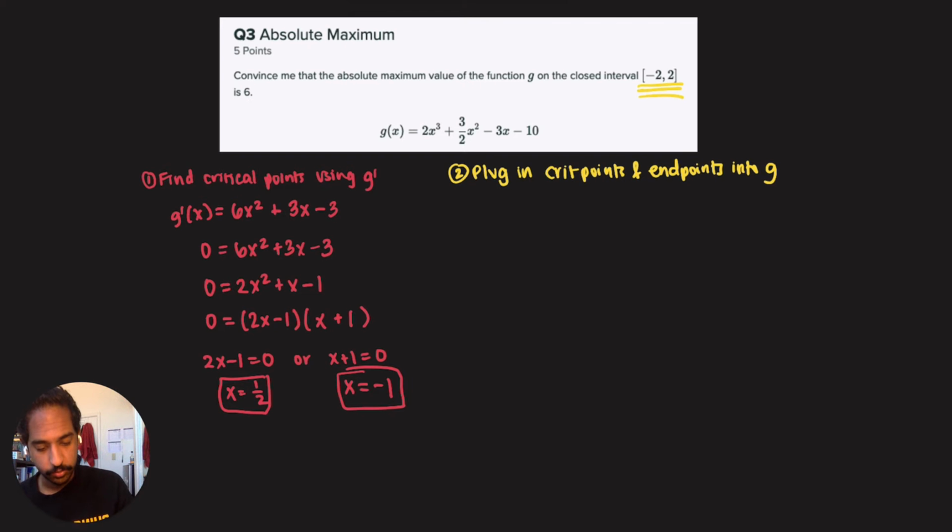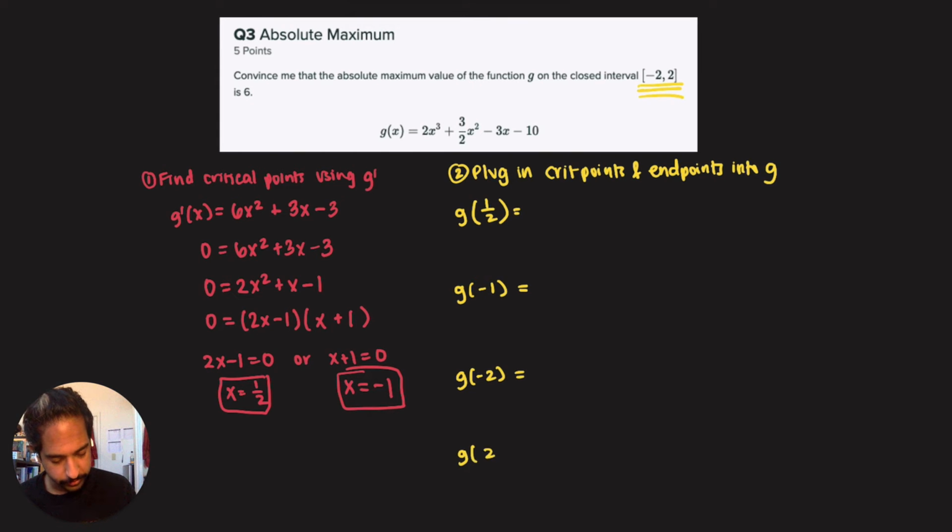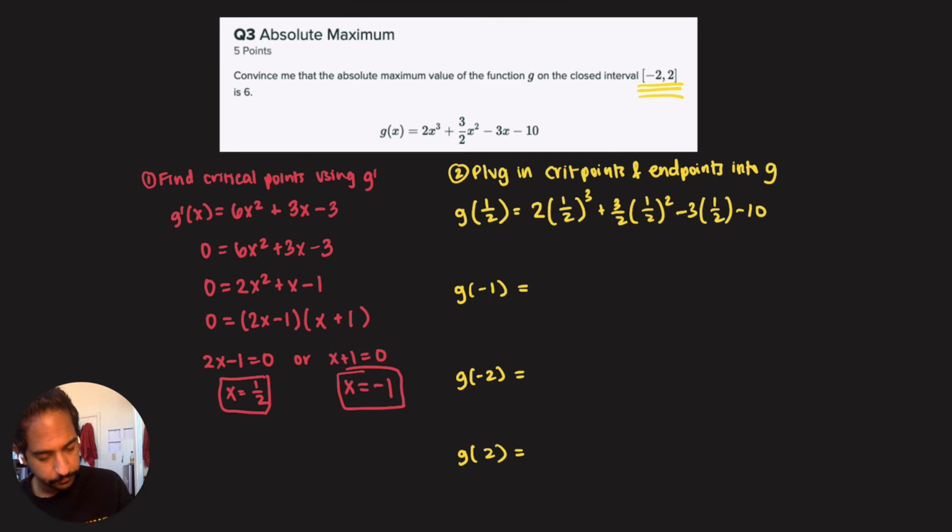So we need to find what g of 1/2 is. We need to find what g of negative 1 is. We need to find what g of negative 2 is. And we need to find what g of 2 is. So we need to find each of these values. G of 1/2, we're just going to plug 1/2 into the original function. So 2 times 1/2 cubed plus 3 over 2, 1/2 squared, minus 3 times 1/2, minus 10.